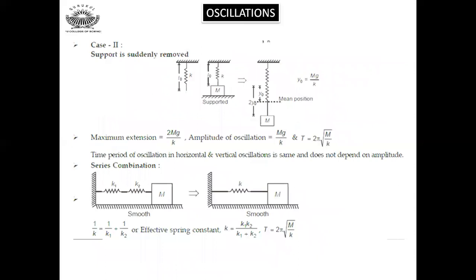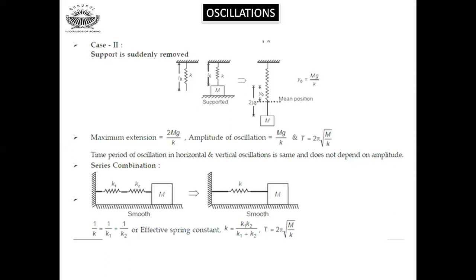Now when I connect two springs in series, then 1 by k will be equal to 1 by k1 plus 1 by k2, that is, the effective spring constant k will be equal to k1 k2 divided by (k1 plus k2). There are many questions related to combinations of springs. This is the series combination, an end-to-end connection, where k is k1 k2 divided by (k1 plus k2). So T will be equal to 2π root of m by k.